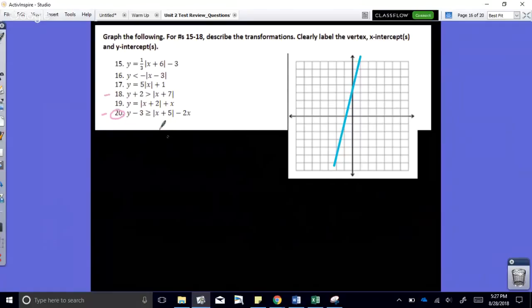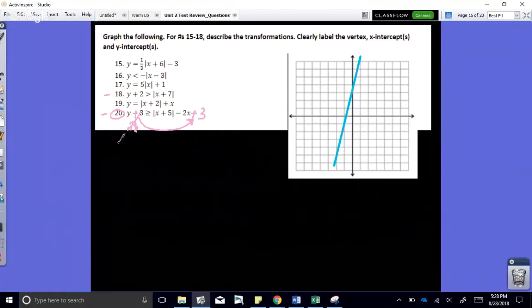Like number 18, what I wanted you to see is if they put y with the number on the same side of the equals or the inequality, to make this something we're more comfortable with, we're just going to move that -3 over. And the way we do that is to add 3. If we add 3, it becomes y. So I'm going to make this +3.